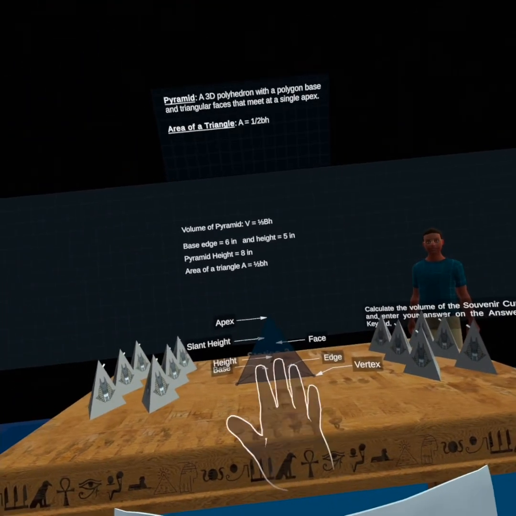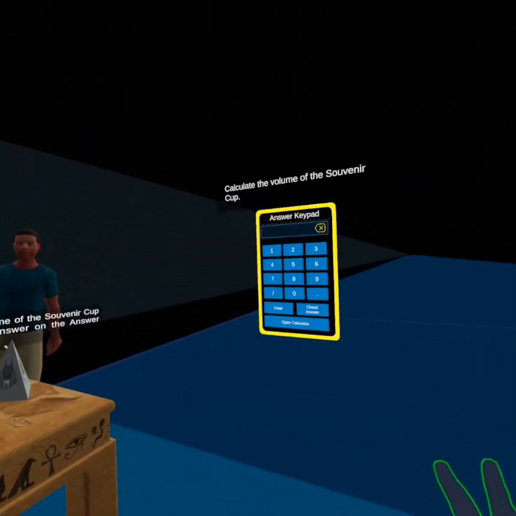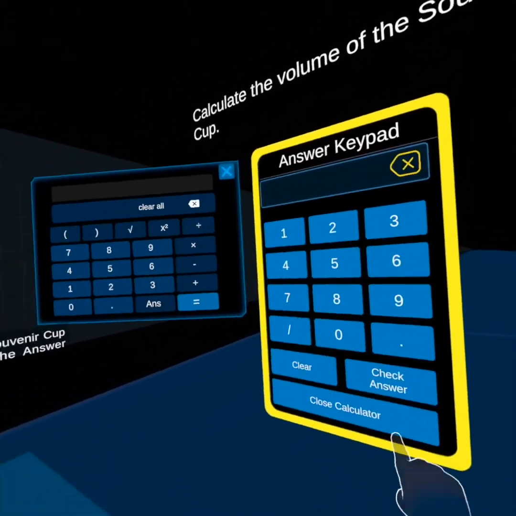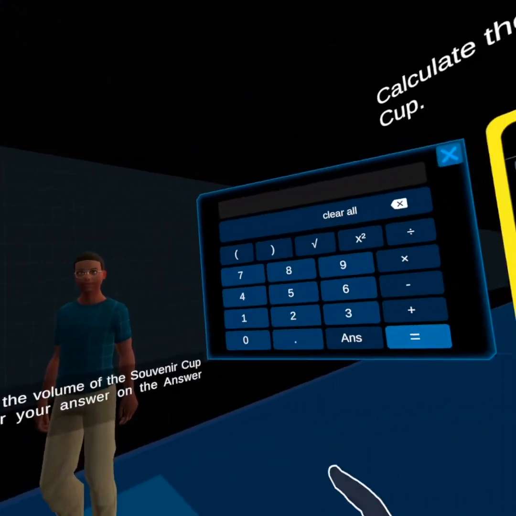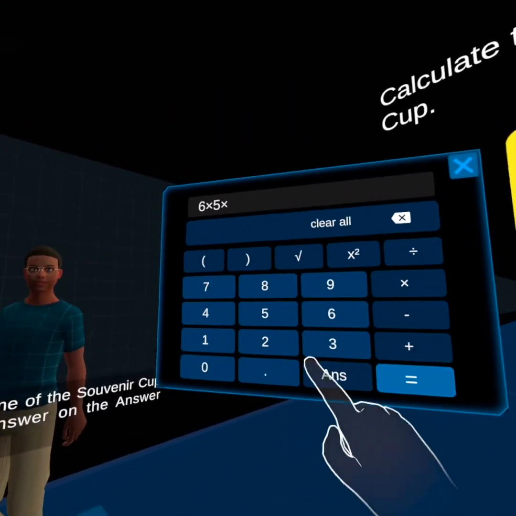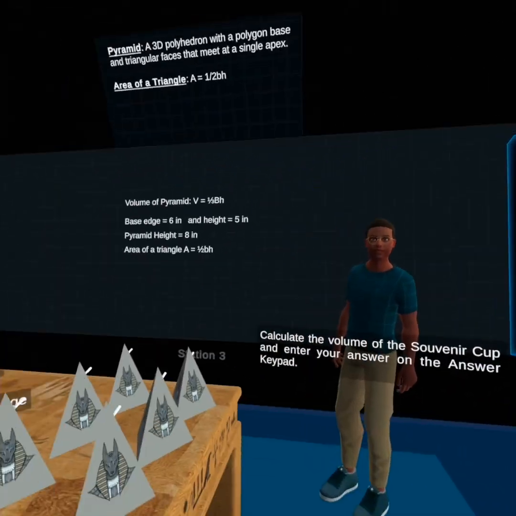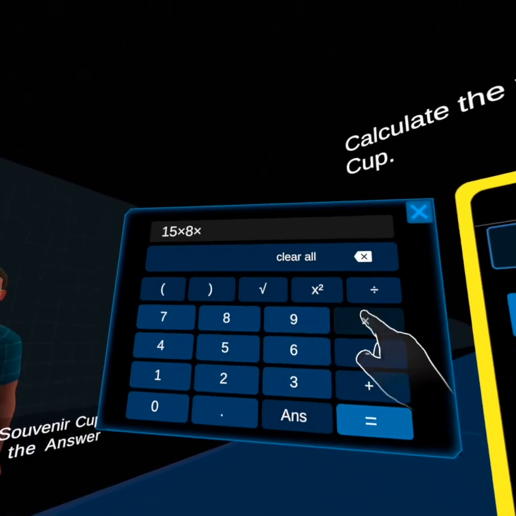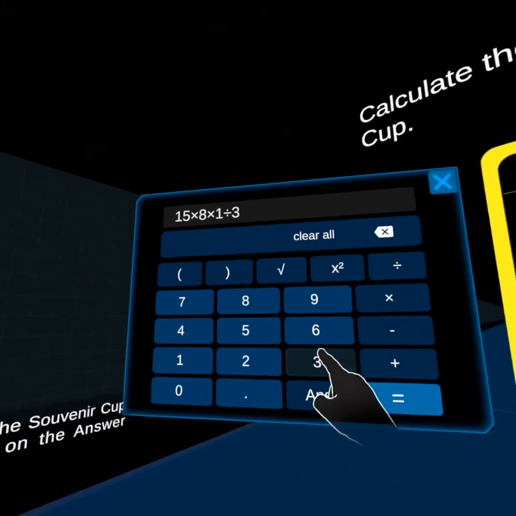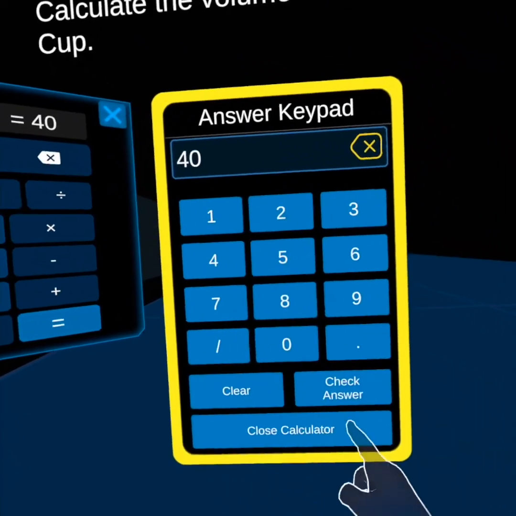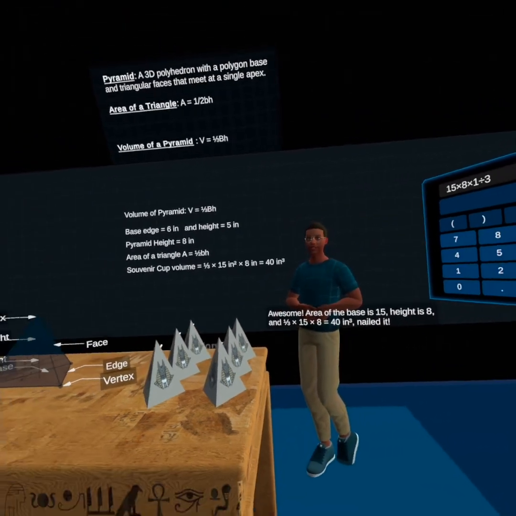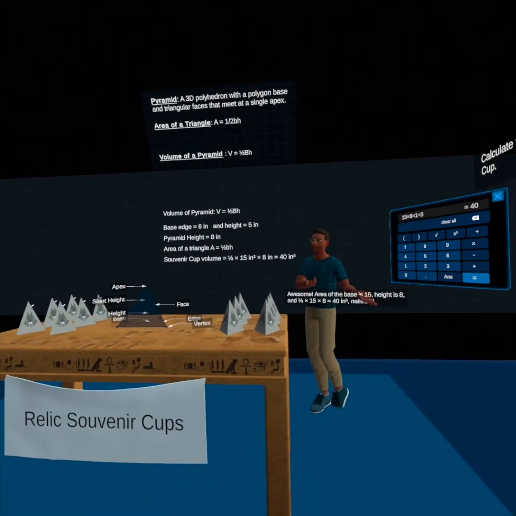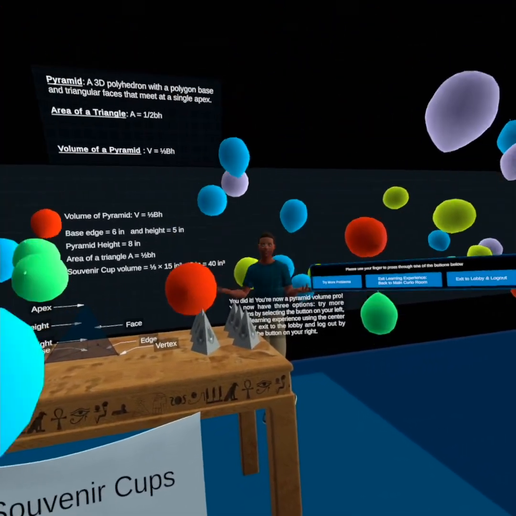All right, and so we saw we have more information, again, it's on the board for us. I'm going to open my calculator, and I'm going to do the area of the base first, which again, I'm reminded. So my 6 times 5 times 1/2. And then I need to multiply by my 1/3. Awesome. Area of the base is 15, height is 8, and 1/3 times 15 times 8 equals 40 cubic inches. Nailed it. You did it. You're now a pyramid volume pro.